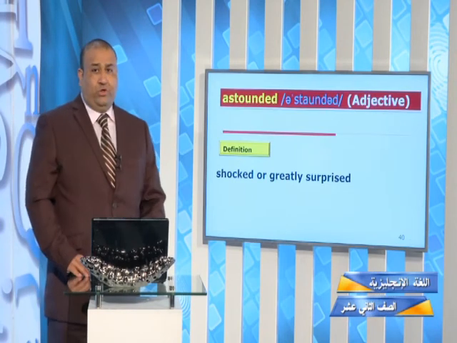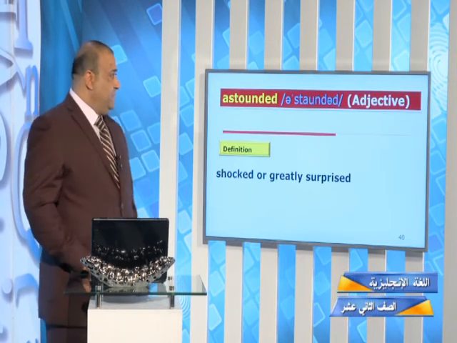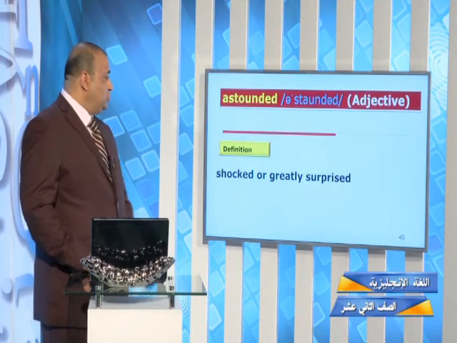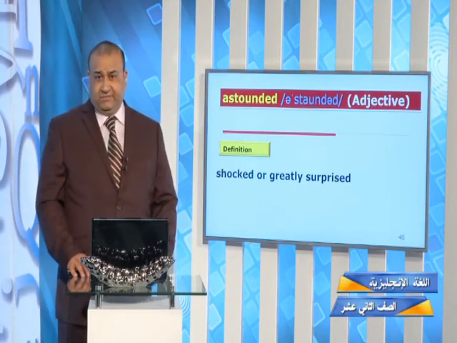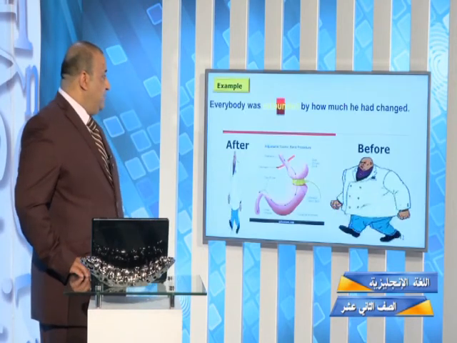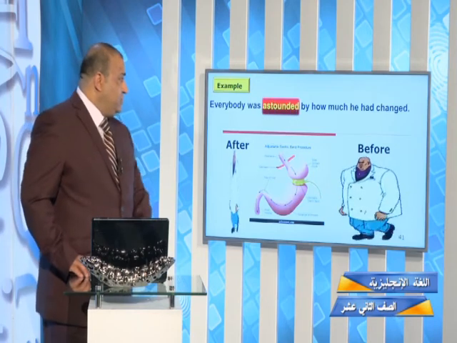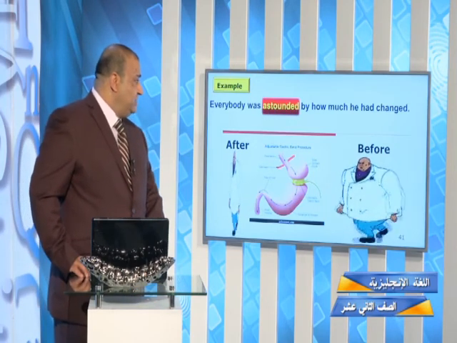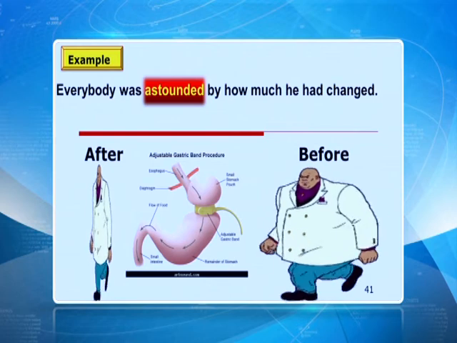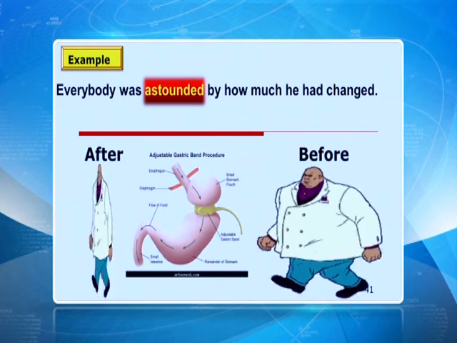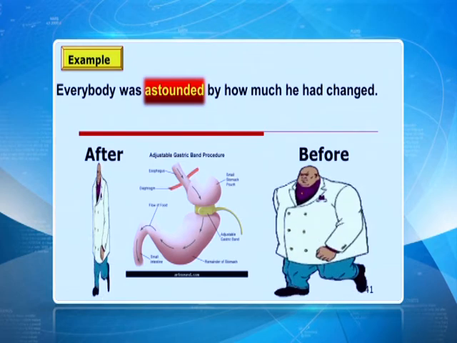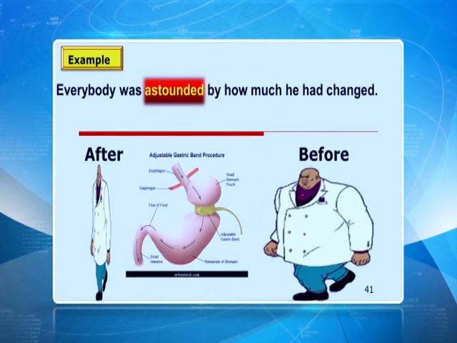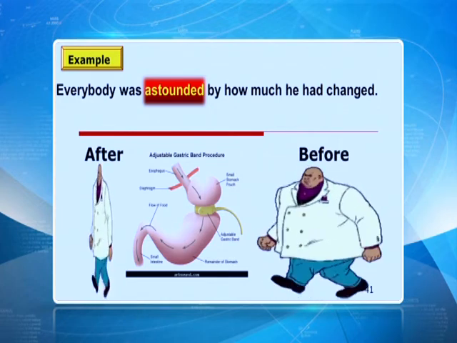The following word is astounded. It's an adjective, which means shocked or greatly surprised. Let's take an example. Everybody was astounded by how much he has changed. Of course, this person, before he was very fat, now he is slim after having an adjustable gastric band procedure, after an operation.